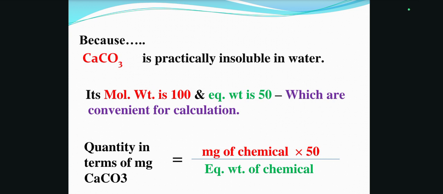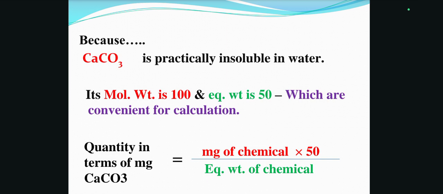divide by the equivalent weight of the chemical. Which chemical? The quantity of chemical is given in milligram, so you have to take that chemical's equivalent weight. If you take 100 instead of 50, then you have to divide by the molecular weight of the chemical, keep in mind. So if 50 is there, then the equivalent weight of the chemical, and if 100 is there, then the molecular weight of the chemical.